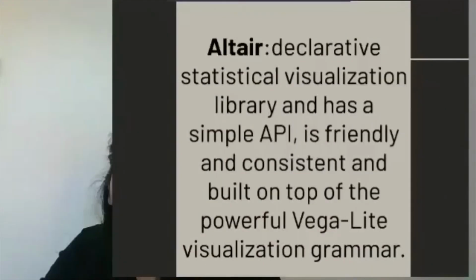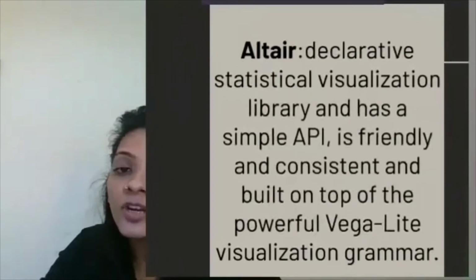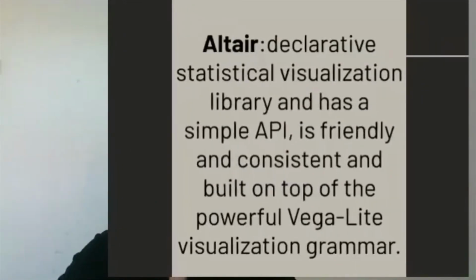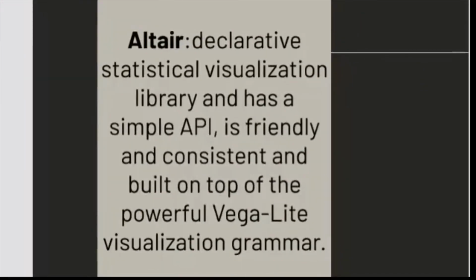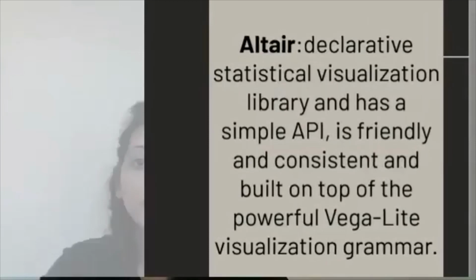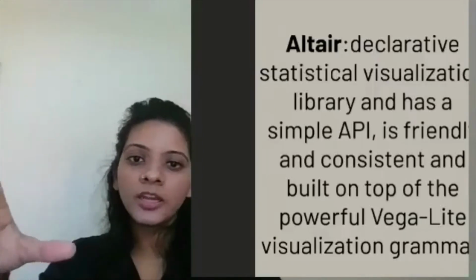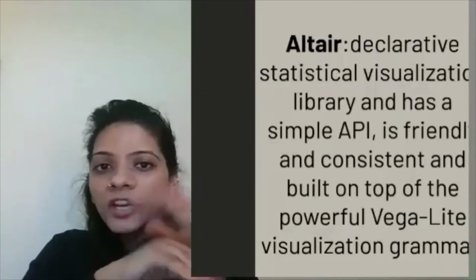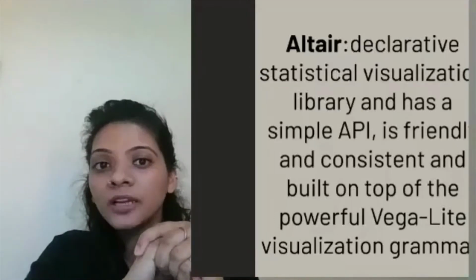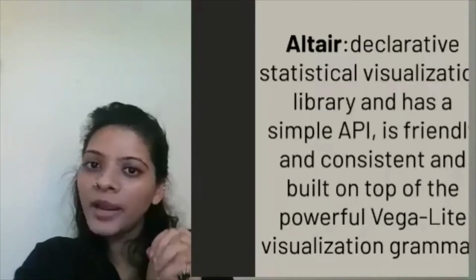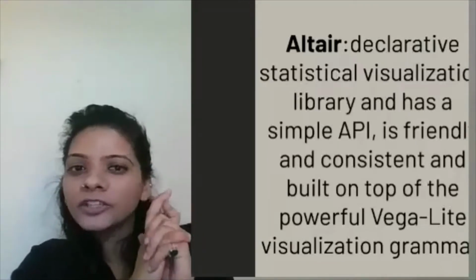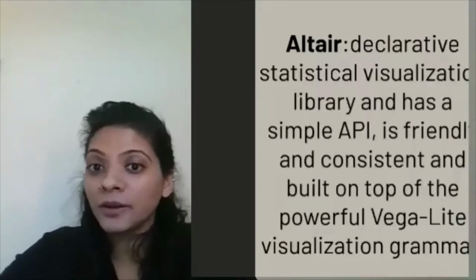So I walk you through Altair. Altair is a statistical visualization library, and it is a declarative library, because you don't have to worry about how the data will be presented. It will be taken care of by default by Altair. It is based on the powerful Vega-Lite visualization grammar, and that's why it uses a high-level API. So get your hands dirty with Altair and understand it a little bit. But if I have an inclination, I will lean towards Plotly and Matplotlib. Altair is okay, but when I have Plotly, I prefer Plotly.